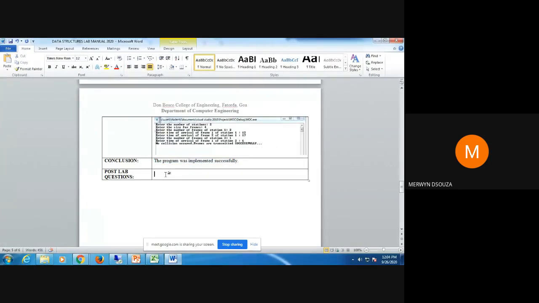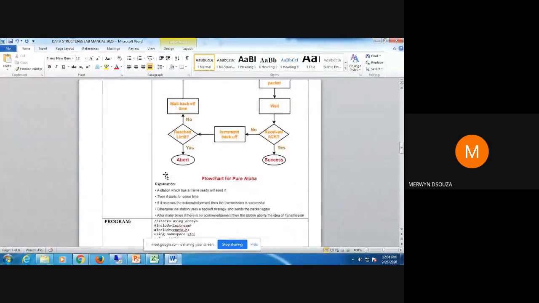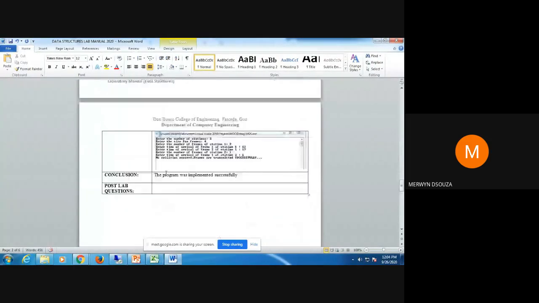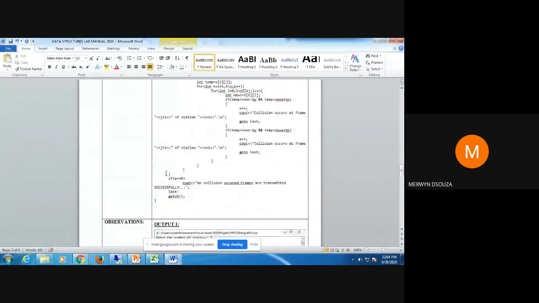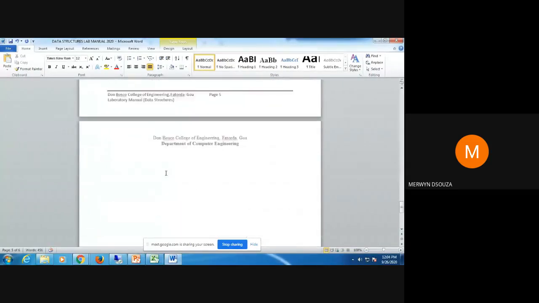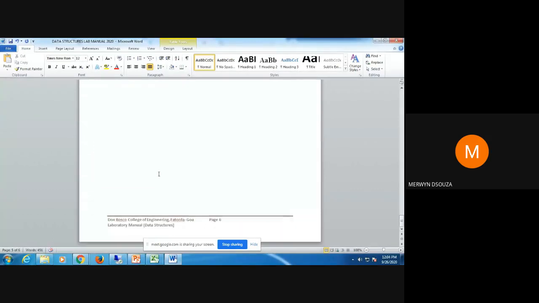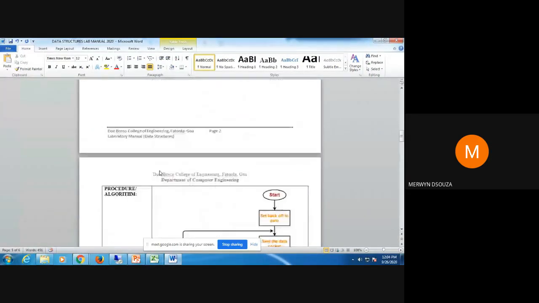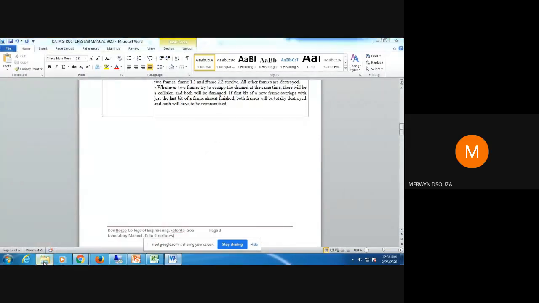Post lab questions, you are not going to put anything. So this is your soft copy, and like this you are going to maintain it for each of the experiments that we are going to do. I'm just giving you the first experiment. Like that, you're going to make this Word document every time an experiment has been given to you.